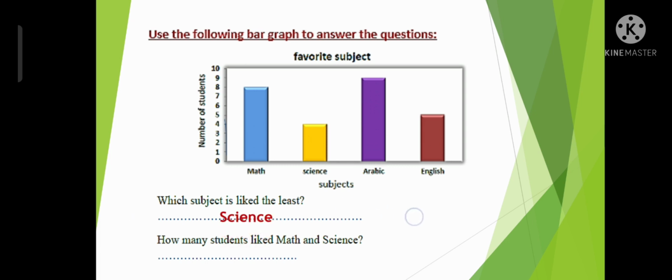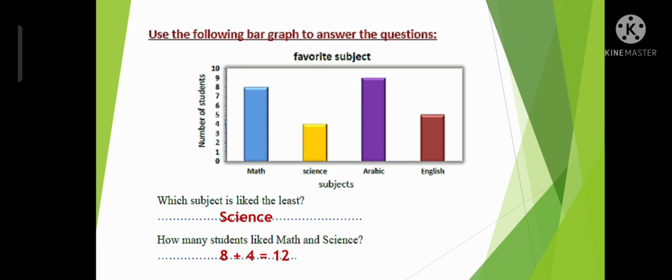How many students like math and science? I want the two subjects. So how many students like math? 8. And how many students like science? 4. 8 plus 4 equals 12.